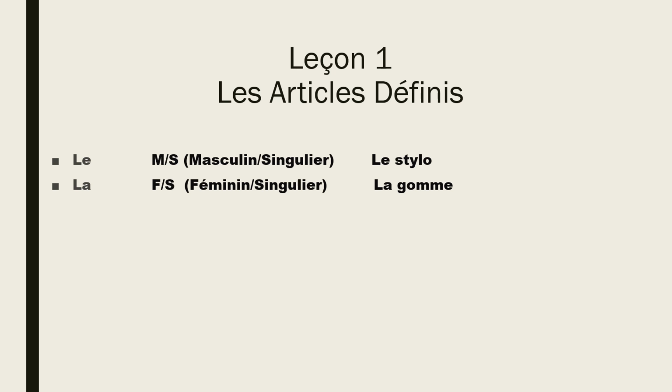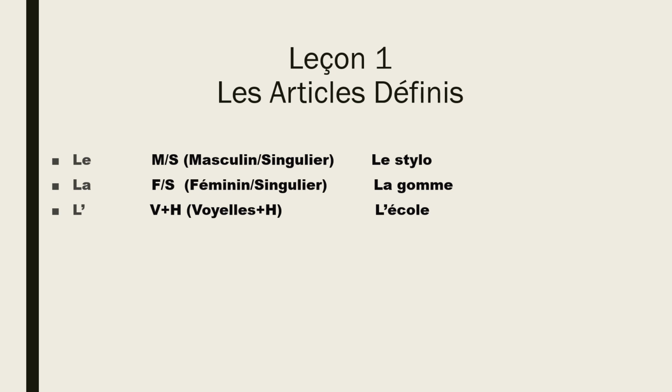Next we have la, it comes with feminine singular. For example, la gomme, the eraser. You see here, gomme is ending with E, so it is feminine singular. Next we have L apostrophe. It comes with the nouns that start with vowels or H. Vowels are the same in French as in English language. A, E, I, O, U. Plus H is also a vowel in French.